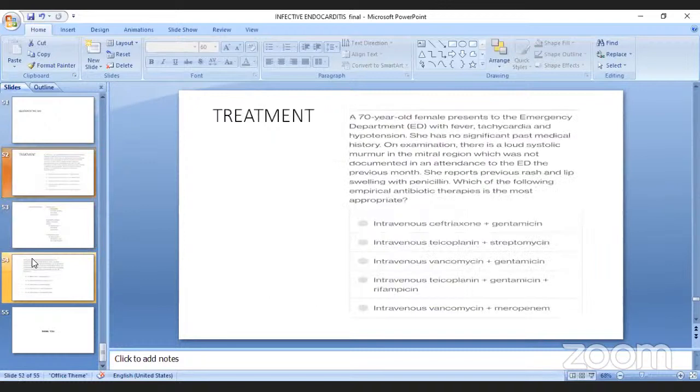So your answer is intravenous vancomycin and gentamicin. So Yashika is right, and Yashika has given the correct answer for the question of the day. Yes, very good. You do not have to forget, it cannot be C.